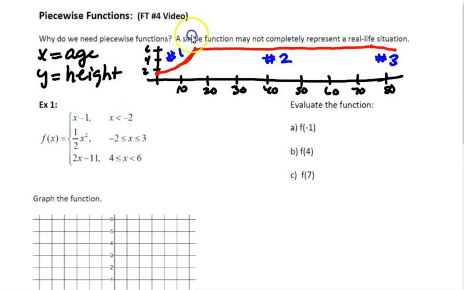I might even have more than one function rule for the increasing part of the graph if it isn't a smooth curve. So this is an example of where different sections of the domain might have different rules for the relationship with y. If we look at this function right here, you can see f of x equals x minus 1, 1/2 x squared, or 2x minus 11. 3 different function rules. So these are the rules for the function, and on this side are the parts of the domain that go with each rule.